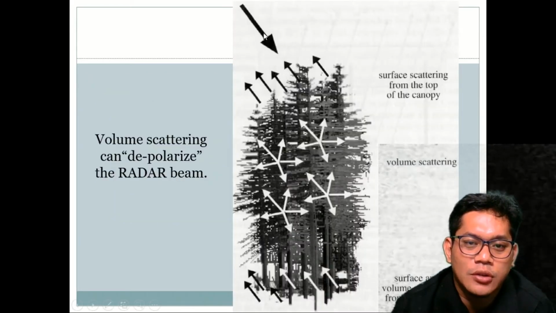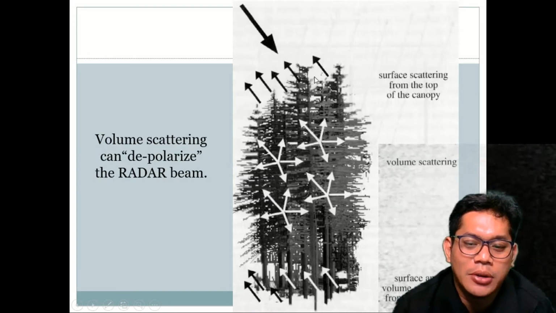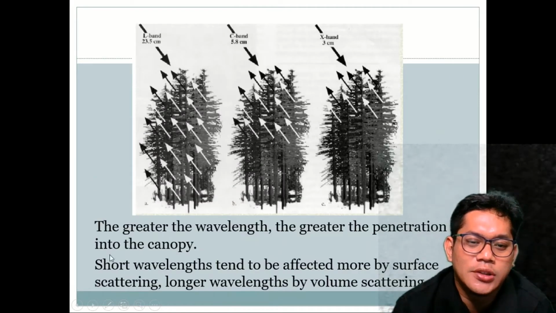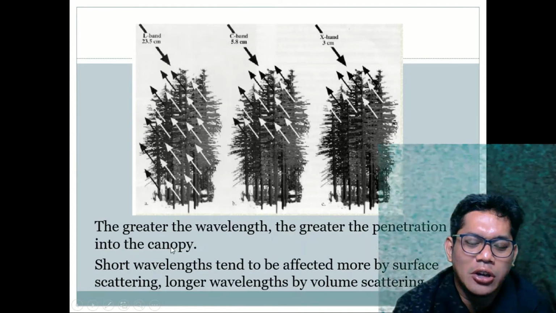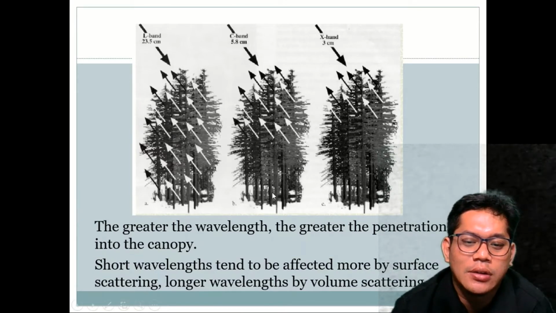So you can see the size of the canopy, and different kinds of radar are also able to determine the volume density, and also the surface and volume scattering from the ground. So what you can get is basically the above-ground biomass. The greater the wavelength, the greater the penetration into the canopy, and short wavelengths tend to be affected more by surface scattering, while longer wavelengths are affected by volume scattering.